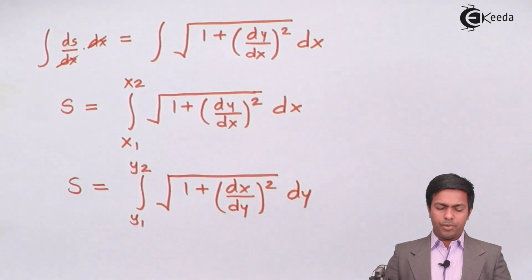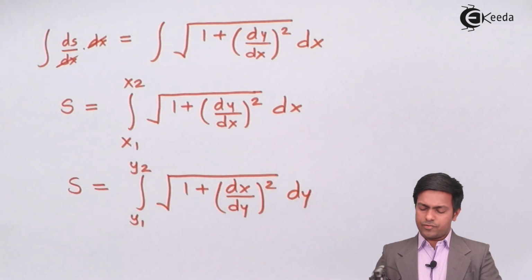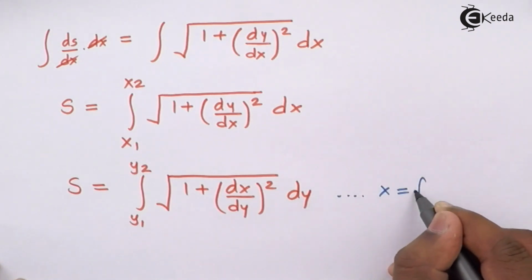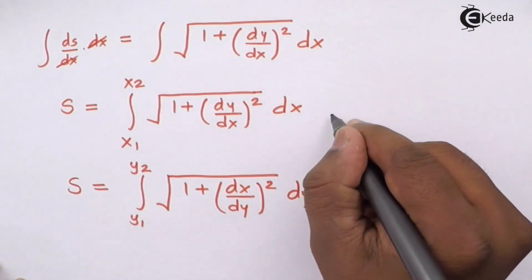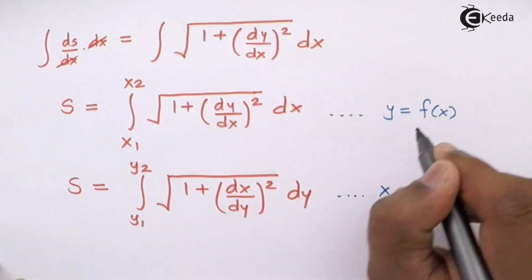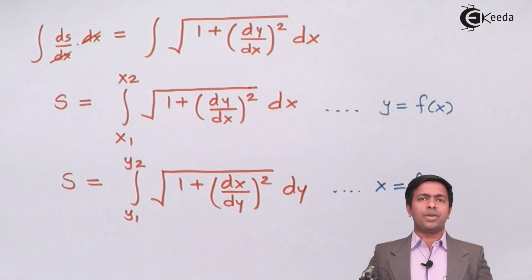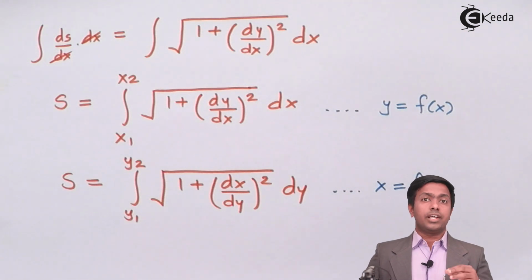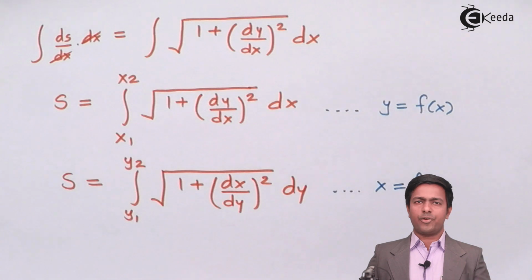So this is the formula. Here I'll write, we will use this formula if x is given as a function of y, and we'll use this formula if y is given as a function of x. So guys, these are the two formulae if our given curve is a Cartesian curve, because a Cartesian curve is always given in terms of x and y.